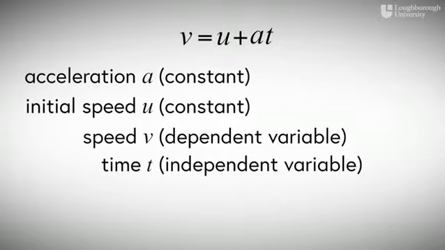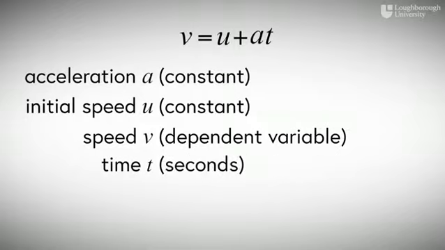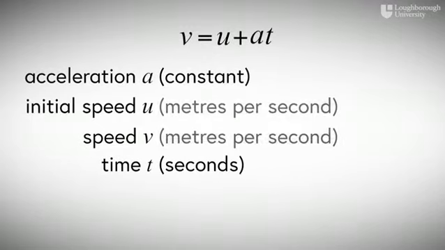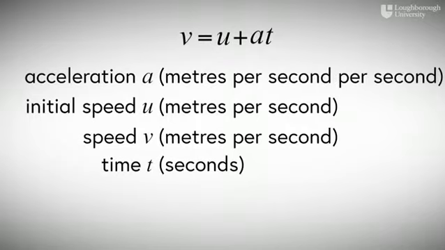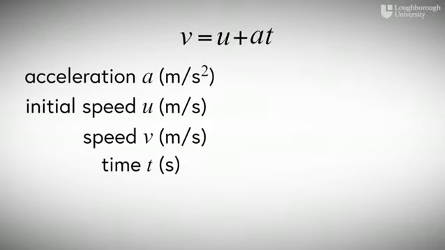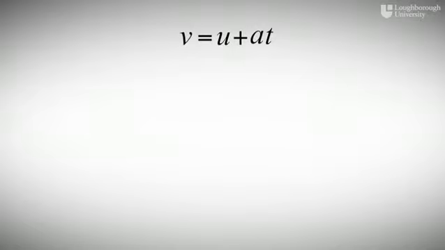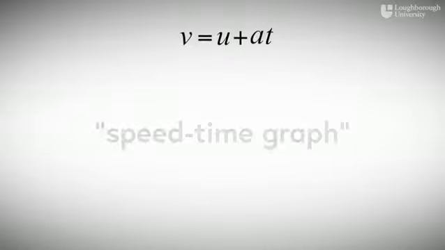As before, a consistent set of units of measurement must be used. We shall assume that time t is measured in seconds, speeds u and v are measured in meters per second, and acceleration a is measured in meters per second squared. A graph of v plotted against t, using the equation v = u + at, is a straight line graph known as a speed-time graph.